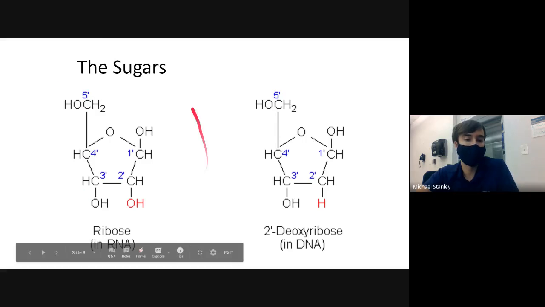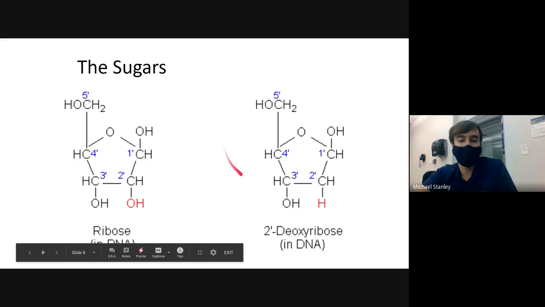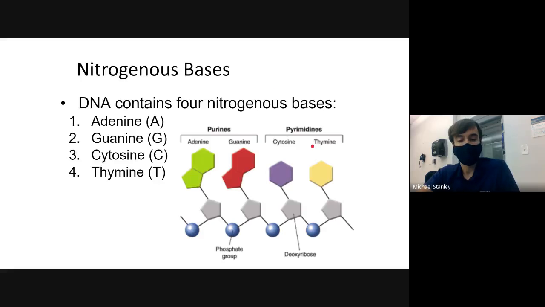So again, RNA has ribose sugar. That's where the R comes from. DNA has deoxyribose sugar, which is where the D comes from. So the sugars are different between those two, but they don't really do a whole lot. They're just kind of the structure for the DNA or the RNA. The really important parts are our bases.